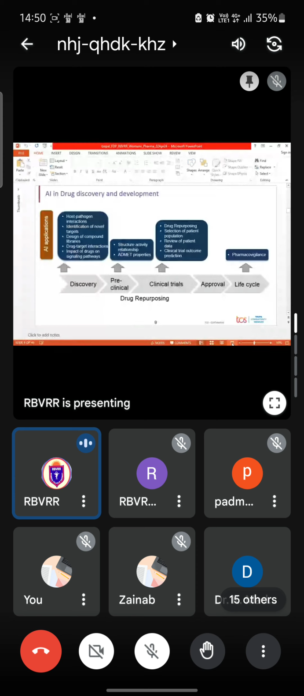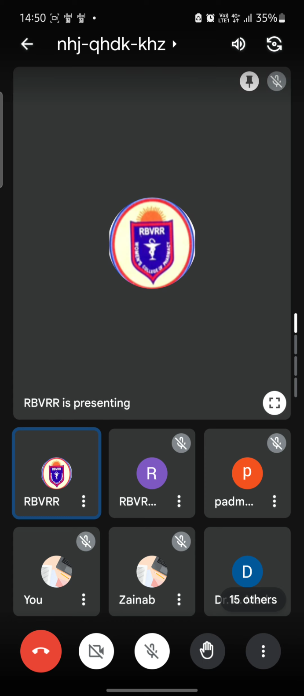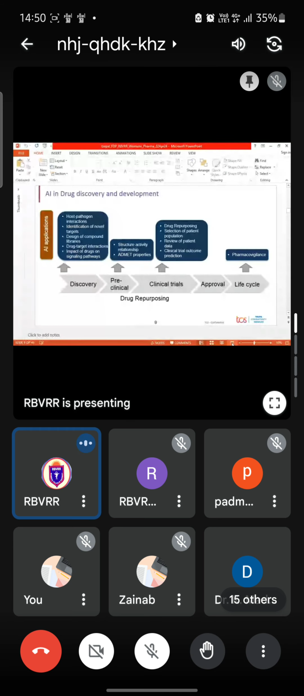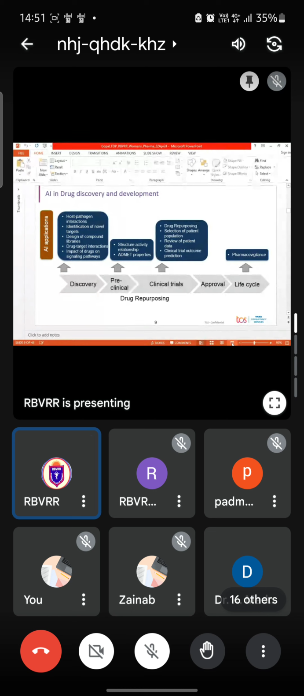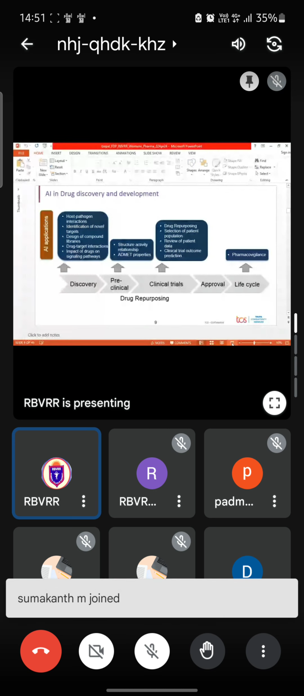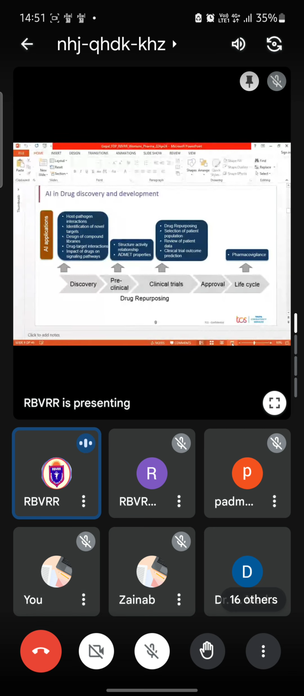And then again, we talked about the identification of novel targets. Artificial intelligence is being used. Designing of compound libraries, I will touch upon in the next few slides. Drug target interactions, that is also what we have just discussed, and also how the drugs act on the signaling pathways. There are lots of examples in the available literature. And similarly, I talked about the structure activity relationship and estimating the ADMET properties also. So artificial intelligence can be used and is being used.